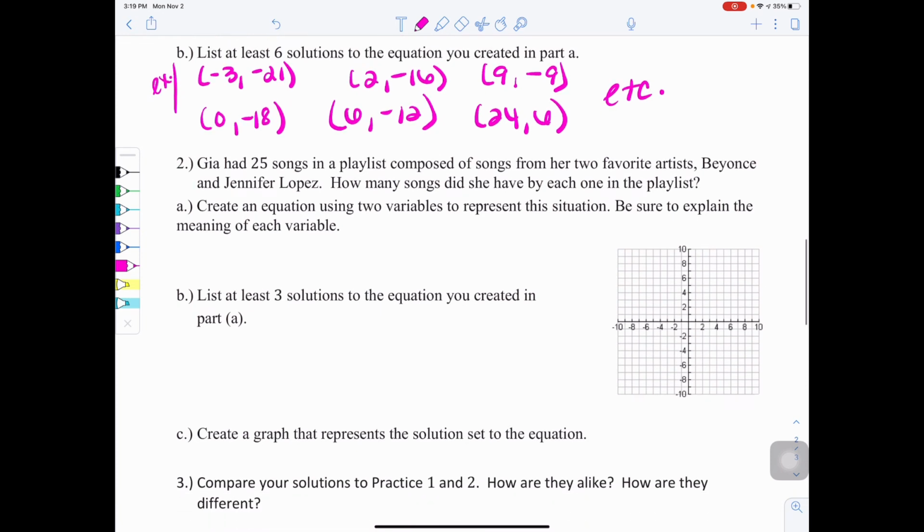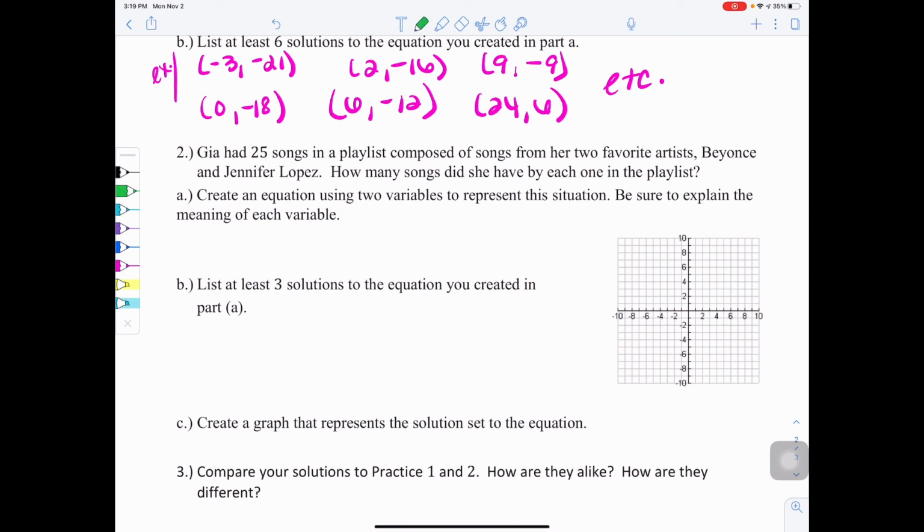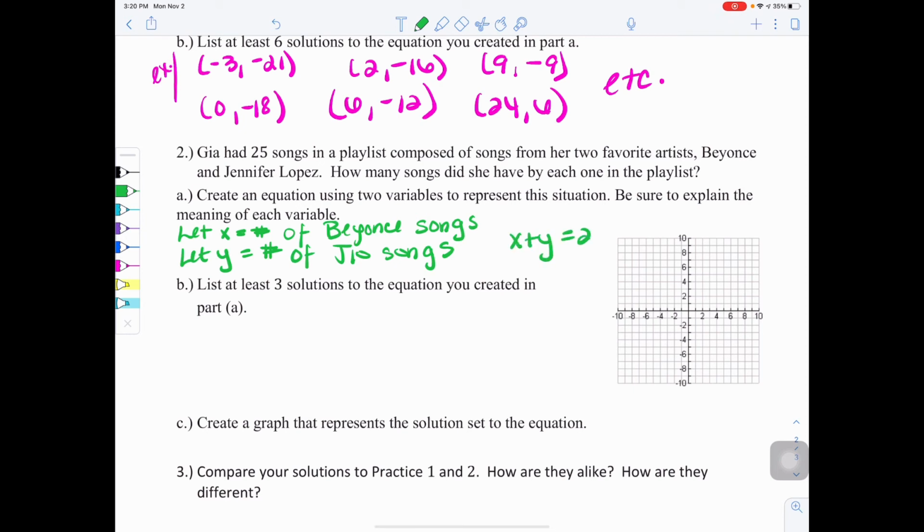Okay, and number 2, Gia had 25 songs in a playlist composed of songs from her 2 favorite artists, Beyonce and Jennifer Lopez. How many songs did she have by each one in the playlist? First, create an equation using 2 variables to represent the situation. Be sure to explain the meaning. So again, your let statements. I had let X equal the number of Beyonce songs, and then let Y equal the number of J-Lo songs. Together, they are supposed to add up to 25. So my equation would be X plus Y equals 25.